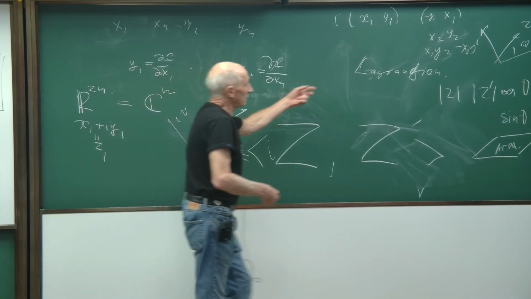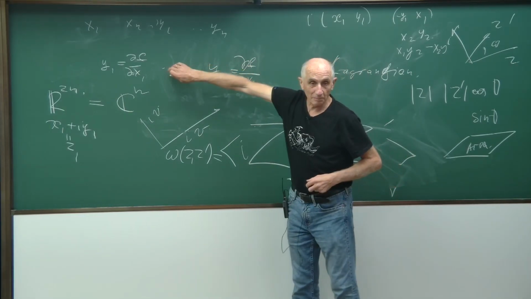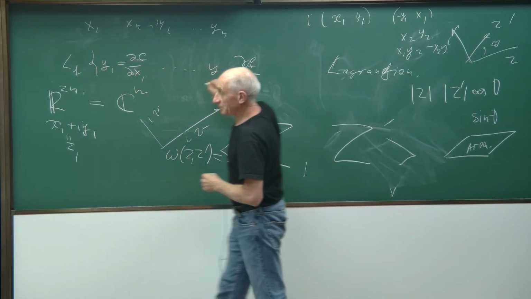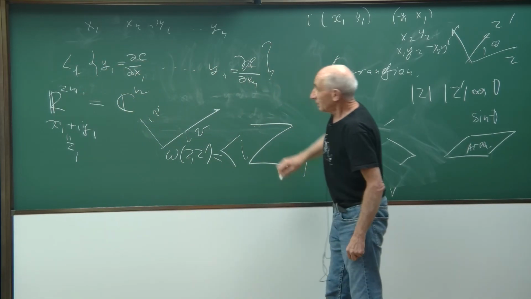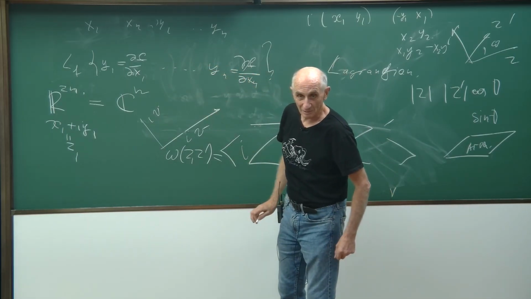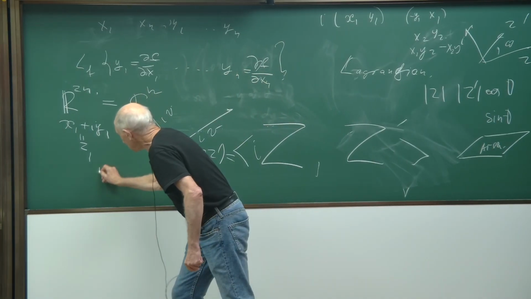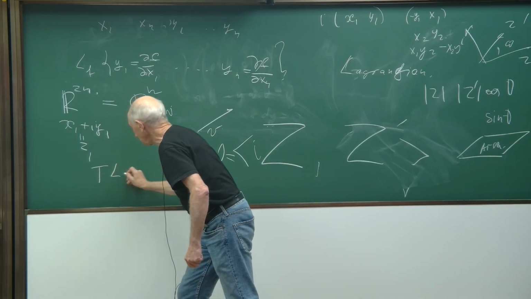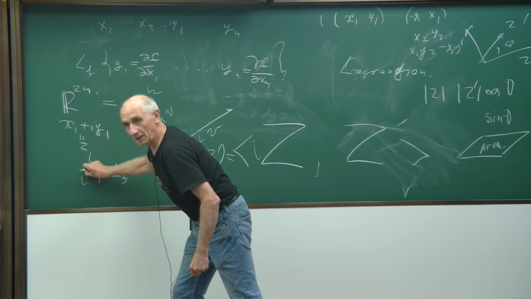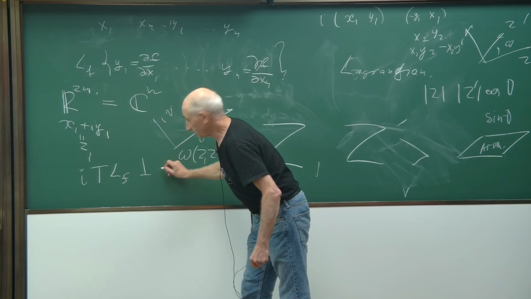So now, we have this submanifold. Let's call it LF, given by this thing. It turns out, and you can easily compute it, that this submanifold has the following property: if I take the tangent space to this submanifold at any point and multiply it by i, then it becomes orthogonal to itself.